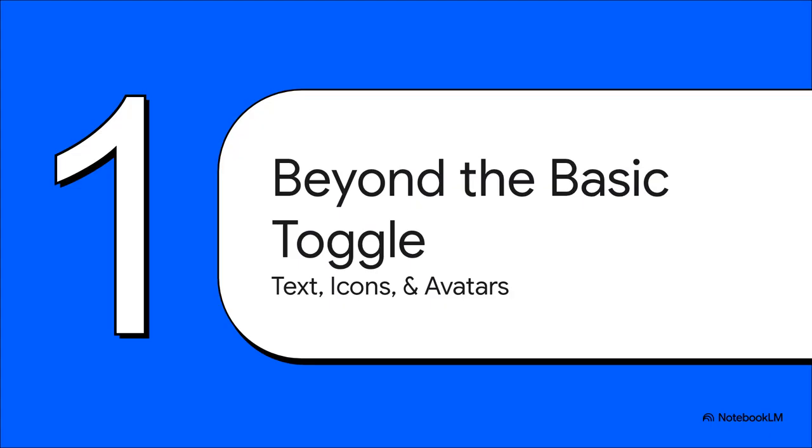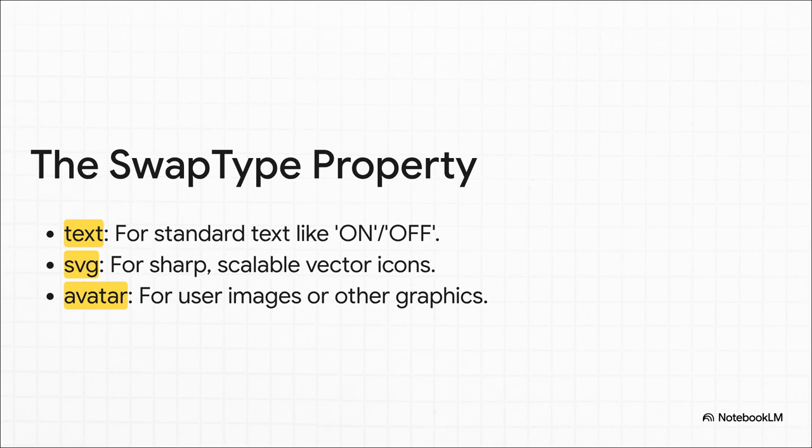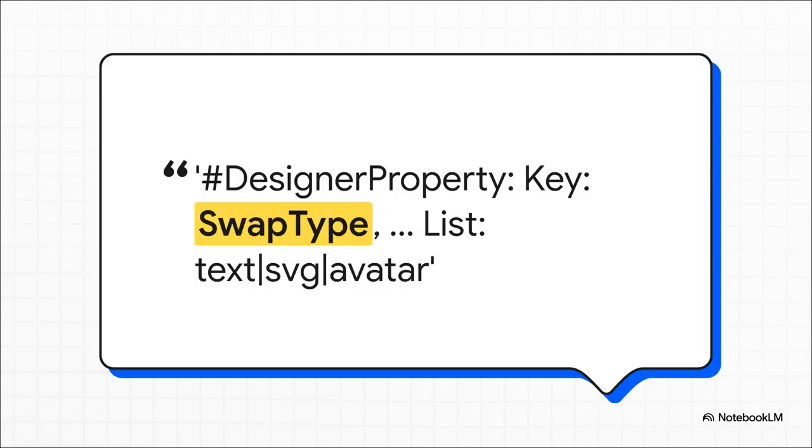You know, the real magic here is all about the types of content it can handle. This isn't just about flipping a true or false value in your code. It's about visually swapping out the entire look of that state. And you get to pick what kind of content you want using the swap type property. Right out of the box, it supports text, SVG for those crisp vector icons, or even avatar for user images. That's some serious flexibility.